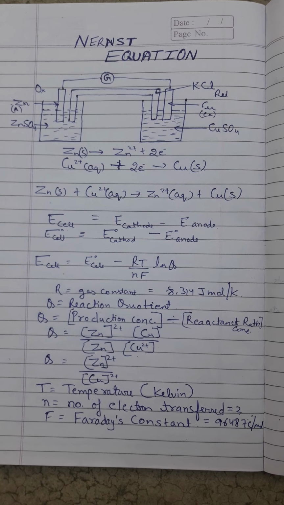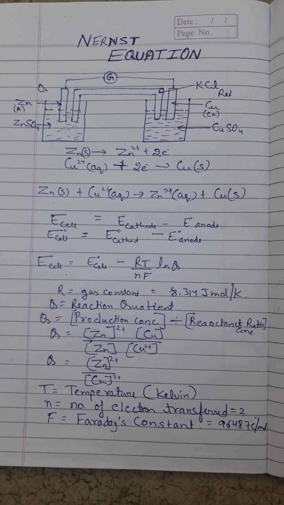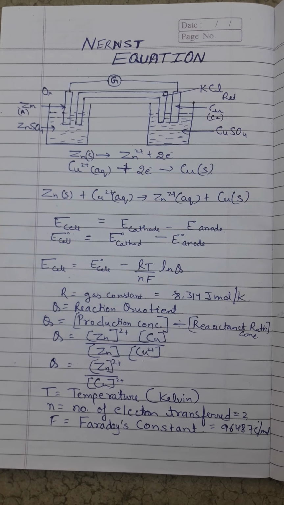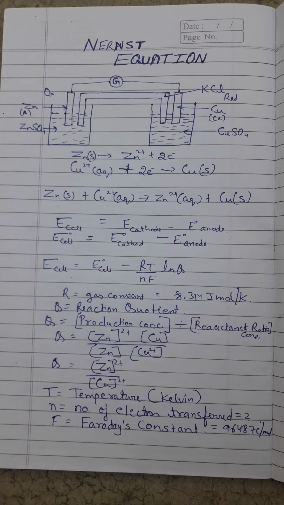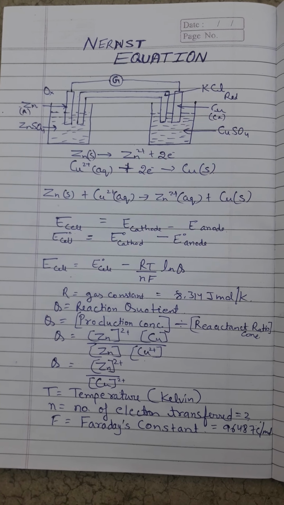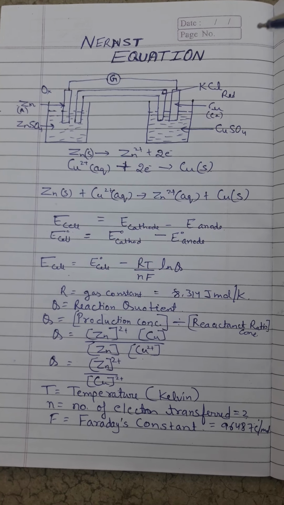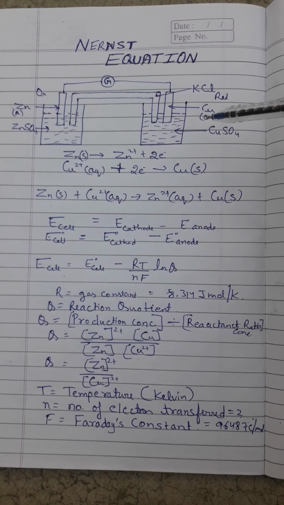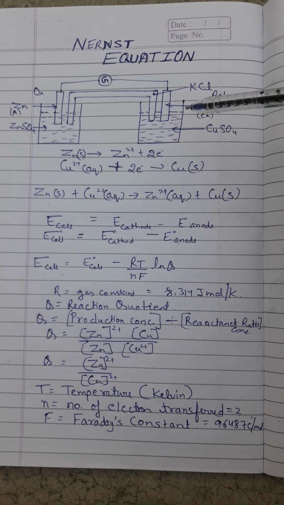The Nernst equation is very important to understand the electric potential of a cell. To understand the Nernst equation, let us suppose that we have a cell. You can call it a Daniell cell.